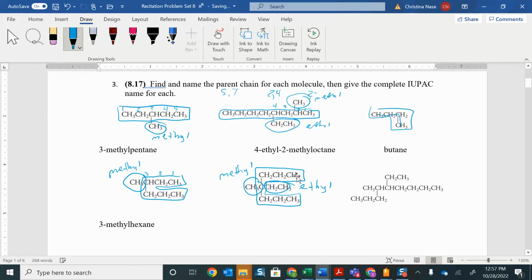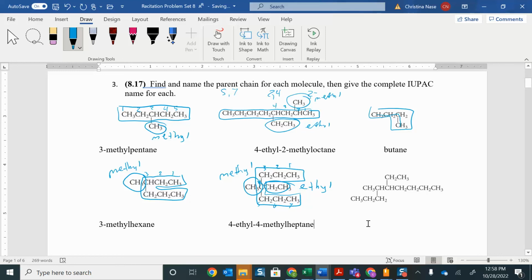And since I have 7, 1, 2, 3, 4, 5, 6, 7, my parent chain is heptane. And then I've got, just put our numbers in here, 1, 2, 3, 4, 5, 6, 7. That's the 7 that I got. I'm going to put ethyl and then methyl. So I have 4-ethyl-4-methylheptane. Just scoot that over a little.